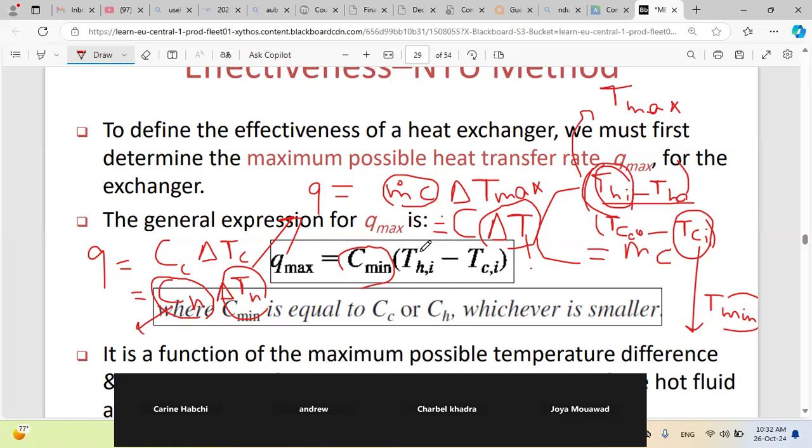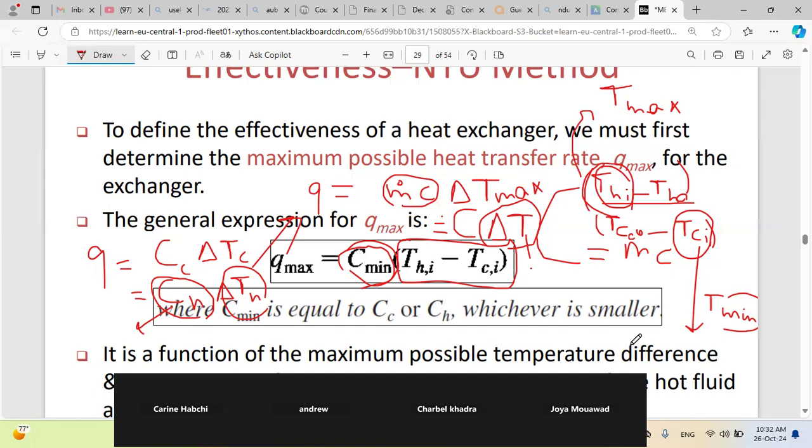So since here we are determining the maximum possible temperature difference, we should multiply it by the smallest value of C, because the fluid having the smallest value of C will undergo the largest value for delta T. From here, we defined the maximum possible heat transfer that can take place. It's C minimum times T hot in minus T cold in. Now, in the actual case, the Q is smaller.